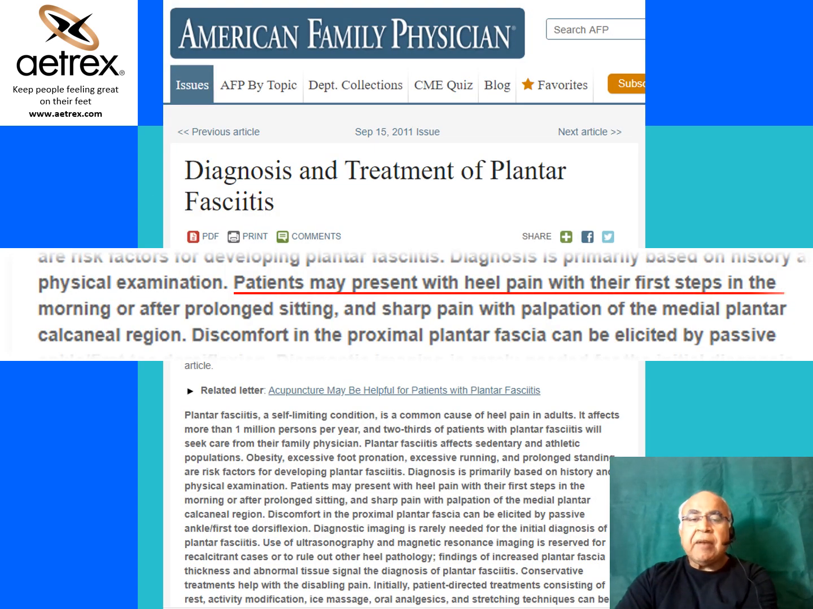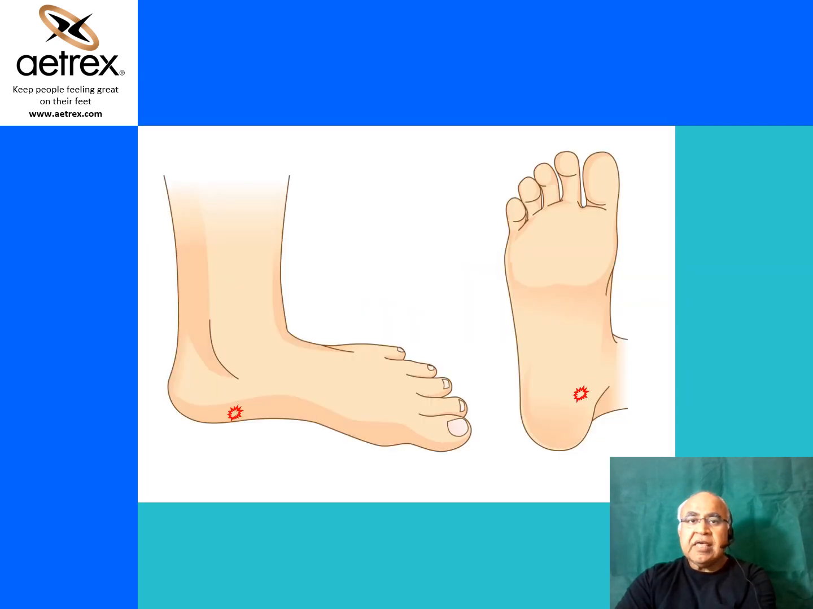The pain in plantar fasciitis is on the inner side of the heel and on the sole of the foot. This general review in the Journal of the American Family Physician states, patients may present with heel pain with their first steps in the morning or after prolonged sitting, and sharp pain with palpation of the medial plantar calcaneum region. As shown in the diagram, pain is on the inner aspect of the heel.